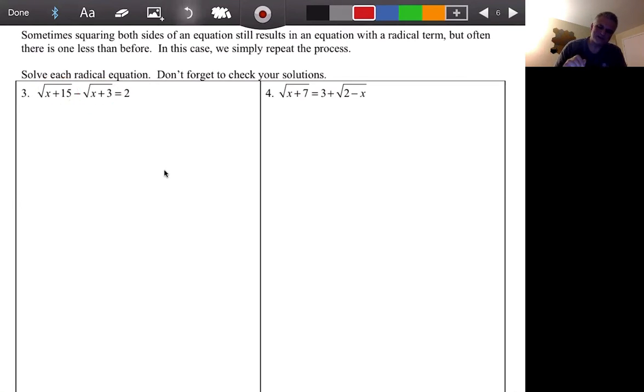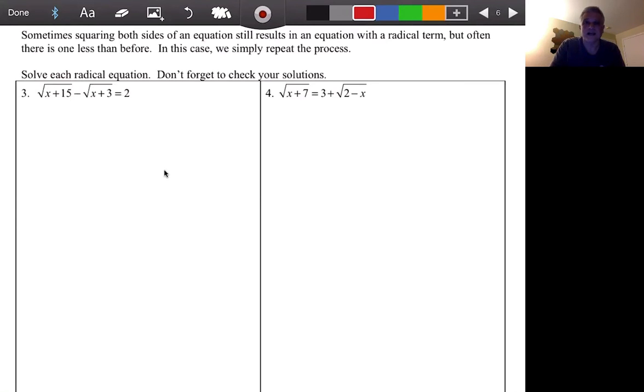Okay, so now, look at this. What? You can never have too much of a good thing. This is really radical because there's 2 radicals. Sometimes squaring both sides of an equation still results in a radical. But often there is one less than before. So all you would do is you would do it twice.